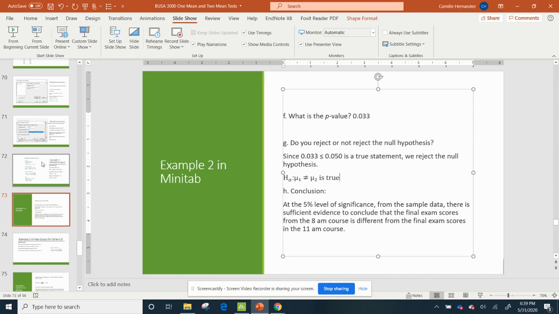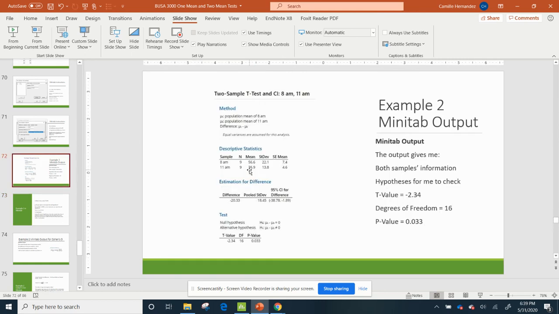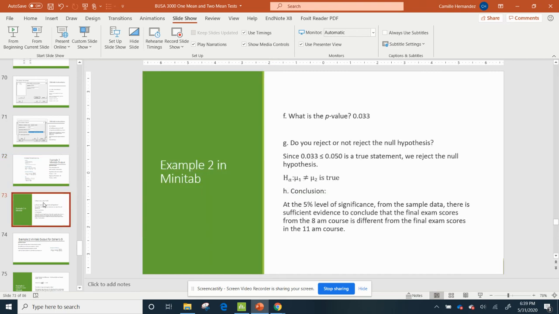Now I can go look at it and see here, well, the average final exam score for the 8 a.m. class and the 11 a.m. class are very different. It's almost 20, it's more than 20 points different. So that's what that tells me: yes, something's going on with my 8 a.m. class versus my 11 a.m. class. And again, level of significance, I put there sufficient evidence to conclude that there is something different going on about the final exam scores for both classes.